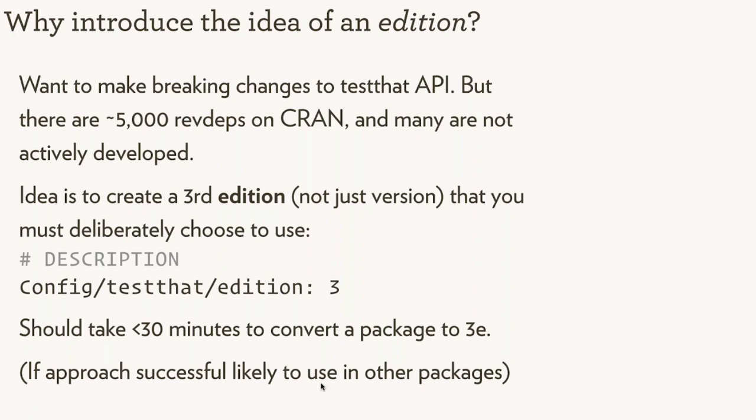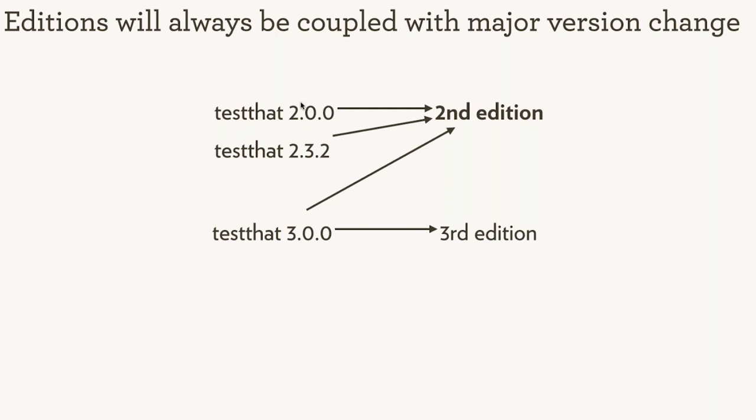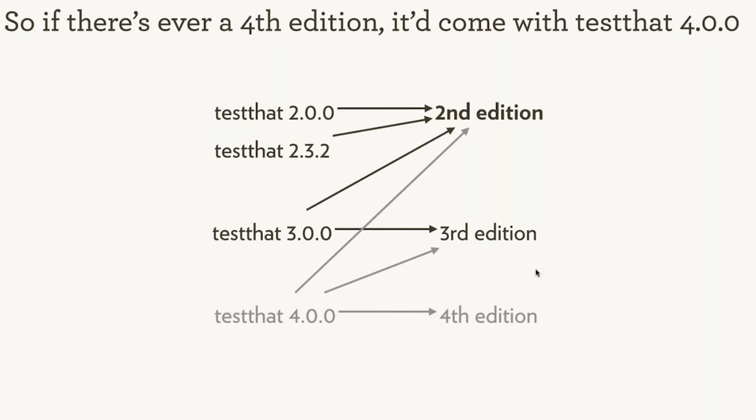So editions will always be coupled with a major version. That means testthat 2 and everything before it counts as the second edition. testthat 3.0 can use the second edition, that's the default behavior, or you can opt into using the third edition. And if one day, probably multiple years down the line, we decide to introduce a fourth edition, then that would be tied to testthat 4.0.